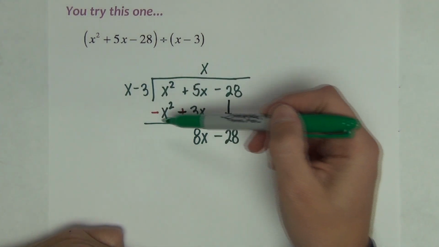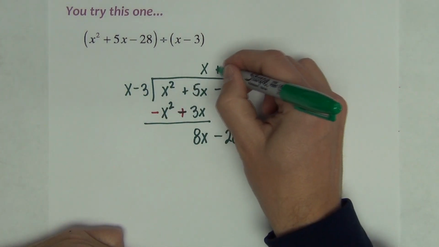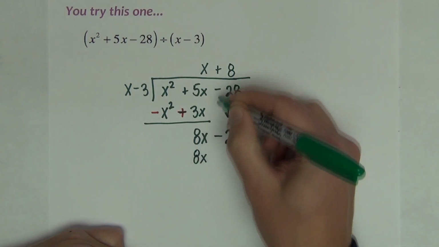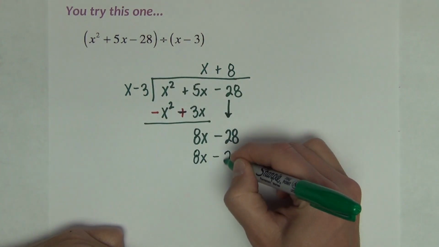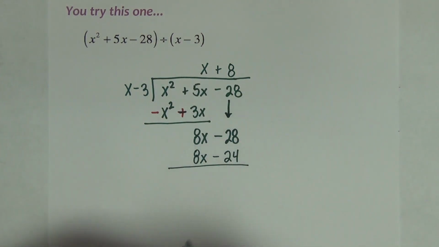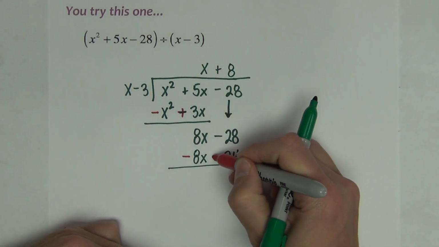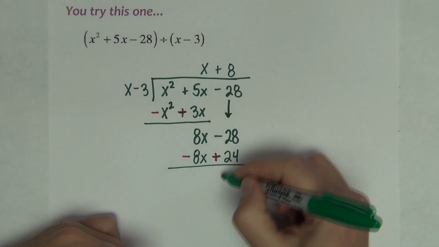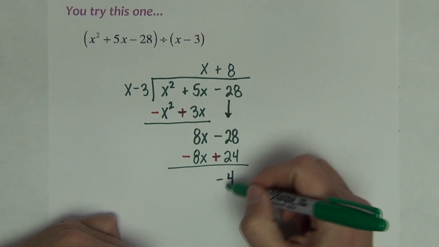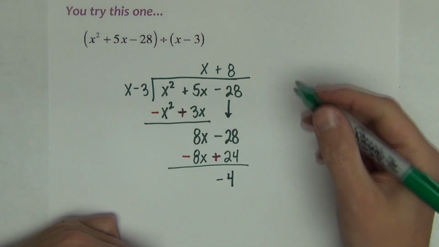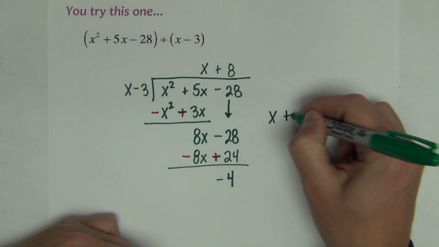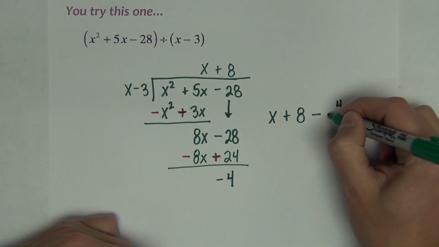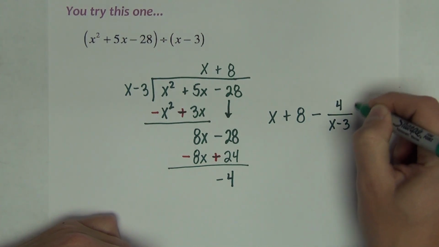What can we multiply x by to get 8x? And the answer is a positive 8. So 8 times x is 8x. 8 times negative 3 is negative 24. We're going to subtract the whole row. So distribute the minus to both terms. So the x's cancel, we add this, we get negative 4. That's now the remainder as there's no x. So the answer is x plus 8 minus, because the remainder is negative, 4 divided by x minus 3.